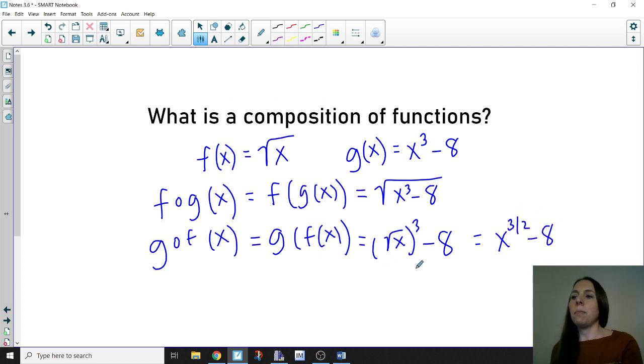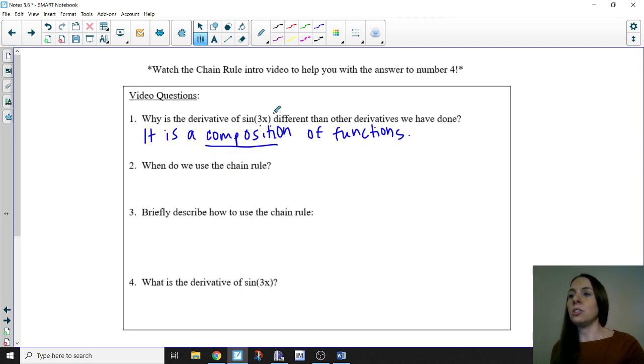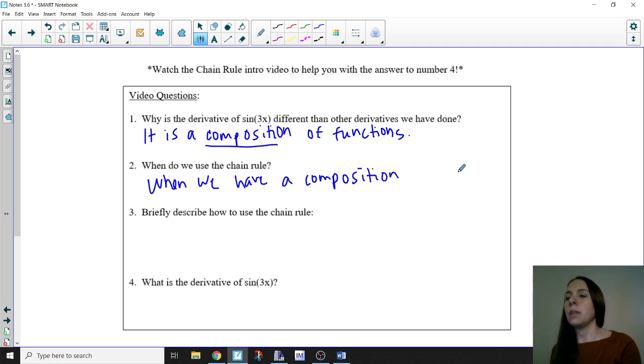Okay, so the composition of functions, again, is when you replace all of the x's in a function with another function. And whenever you have a composition of functions like this, you need to use the chain rule to differentiate. So that answers number 2. When do we use the chain rule? When we have a composition, or you could think of it as when you don't just have a plain x inside of a function.